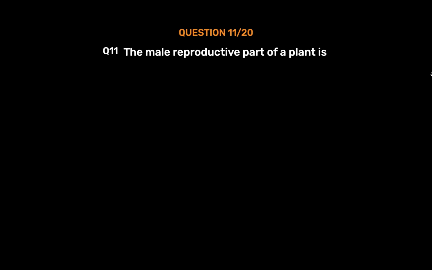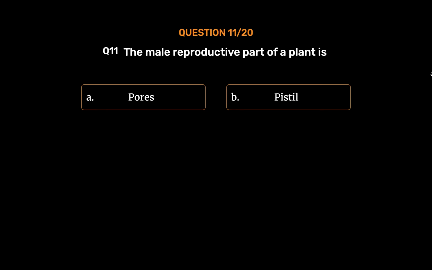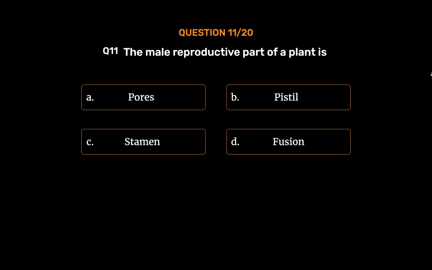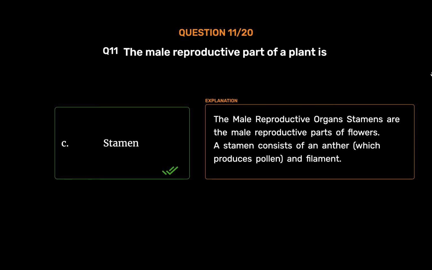Question number 11. The male reproductive part of a plant is? Option A, pollen. Option B, pistil. Option C, stamen. Option D, fusion. The correct answer is option C, stamen. Stamens are the male reproductive parts of flowers. A stamen consists of an anther, which produces pollen, and a filament.